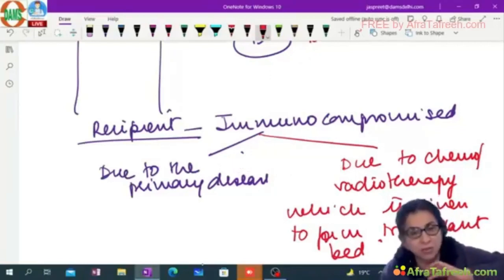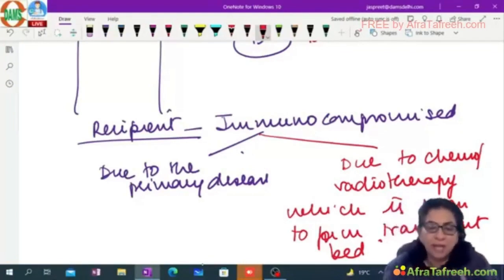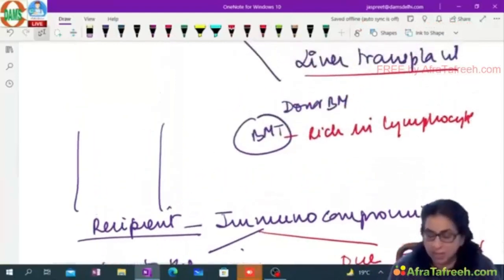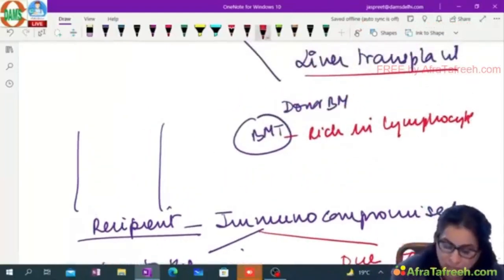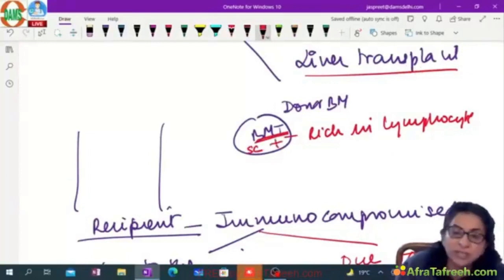You will kill all his leukemic cells, or you will destroy his bone marrow by giving him chemo and radiotherapy, and thus you will form a transplant bed, and then you will give this bone marrow transplant. Now, what does this bone marrow transplant contain? Number 1, it has stem cells. Plus, it is also rich in lymphocytes.